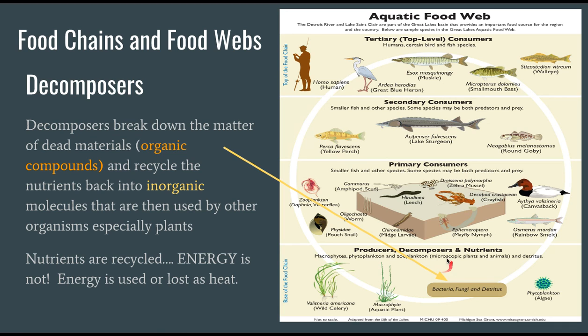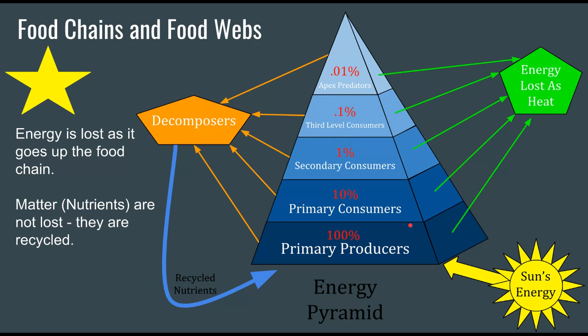Decomposers break down organic matter. These are two important words. Organic. What does that mean they have in them molecularly? They have carbon and hydrogen. So they break down organic matter and recycle them into inorganic molecules that can then be used by other organisms, especially plants. Nutrients are recycled, energy is not. I'm going to talk about that more.